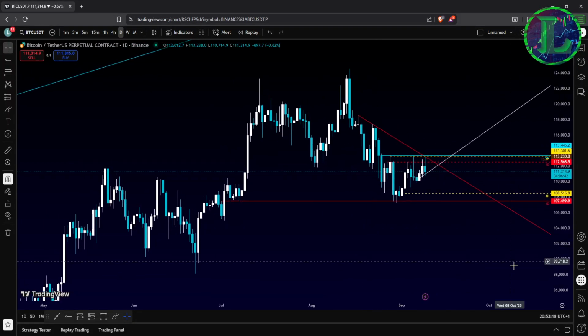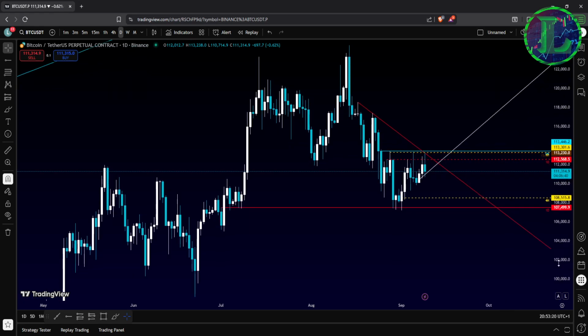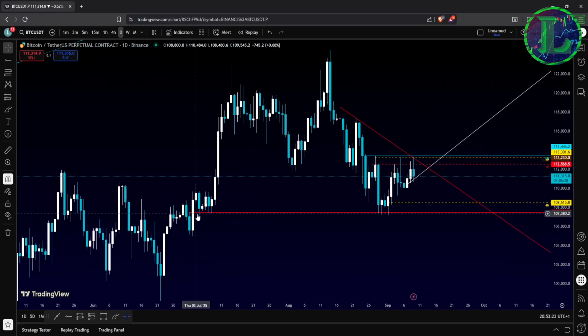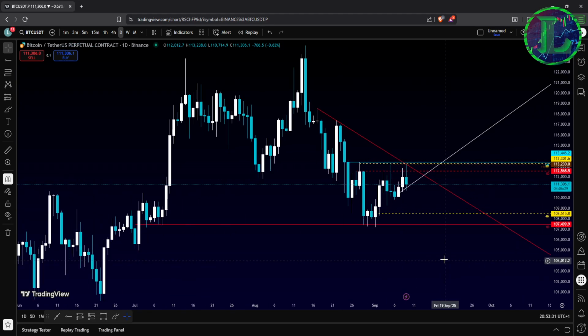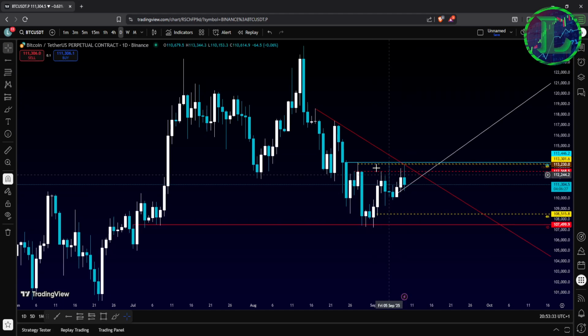Okay, so we are here on the daily. Okay, Bitcoin has been holding this daily support. It held it 1, 2, 3 times. I said it before on the previous video, and right now we are in this range.